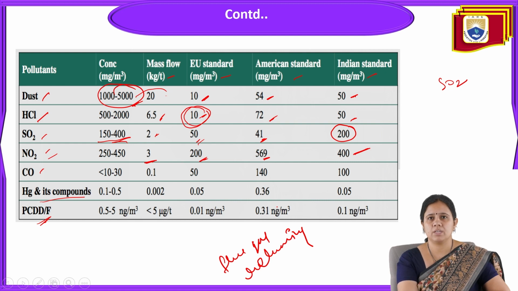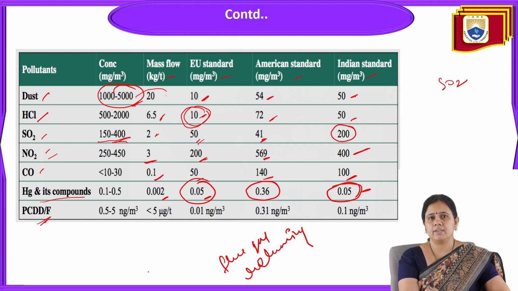Carbon monoxide has a mass flow of 0.1. The EU standard is 50, the American standard is 140 mg per cubic meter, and the Indian standard is 100 mg per cubic meter. Mercury and its compounds are again very low, 0.002. The EU standard is 0.05, the American standard is 0.36, and the Indian standard is 0.05.